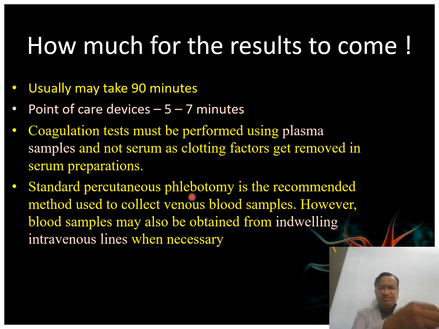Standard percutaneous phlebotomy is enough. Otherwise, if you flush properly, indwelling intravenous lines can also be used, and a fresh blood sample has to be taken. It should not be half Ringer lactate and half blood.